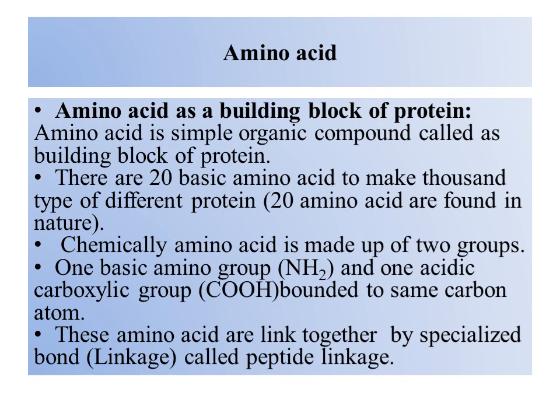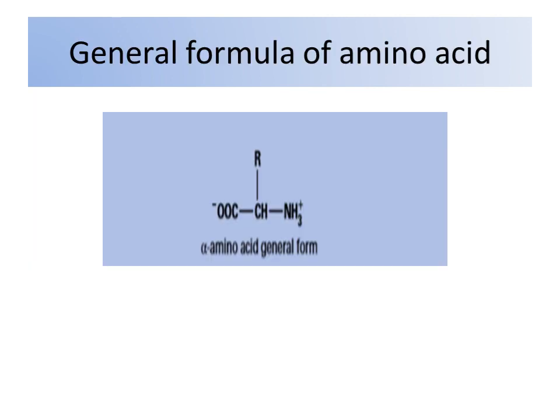Chemically, amino acids are made up of two functional groups: one basic group, known as the amino group, represented as NH2, and one acidic carboxyl group, COOH. They are bound to the same carbon atom. These amino acids are linked together by a specialized bond or linkage known as the peptide linkage. The general formula of amino acids is shown in this figure, where C is the alpha carbon, there is a hydrogen, and R is a radical. Different amino acids differ in that R radical, because different groups like methyl, ethyl and phenyl are attached as the radical. This one is the carboxyl group and this is the amino group.